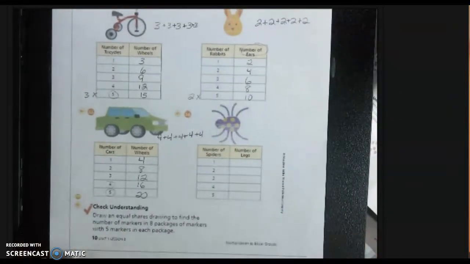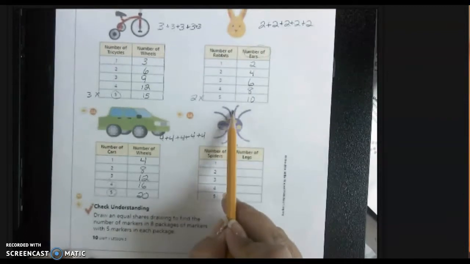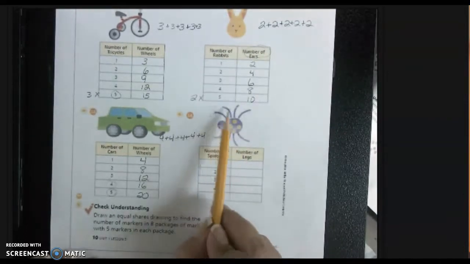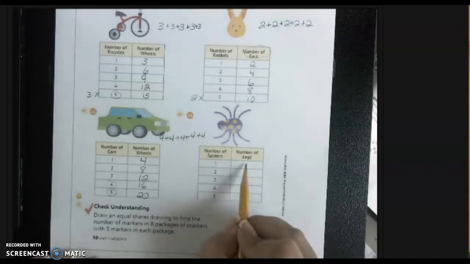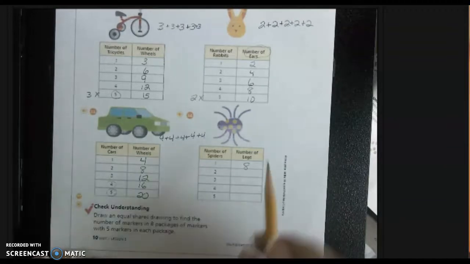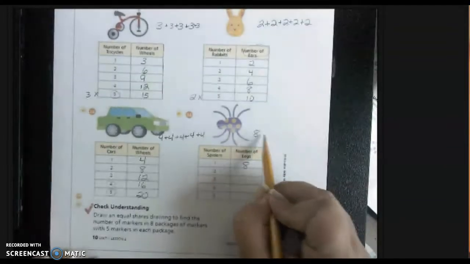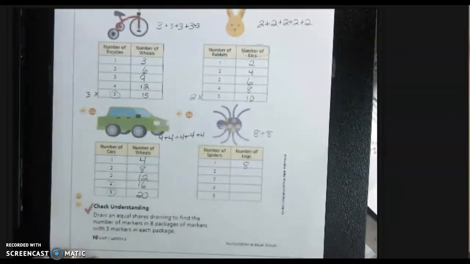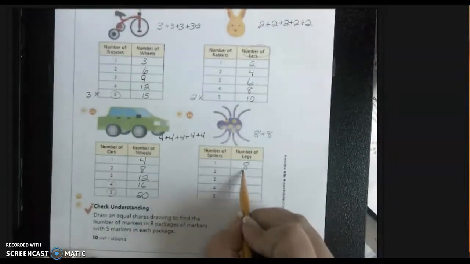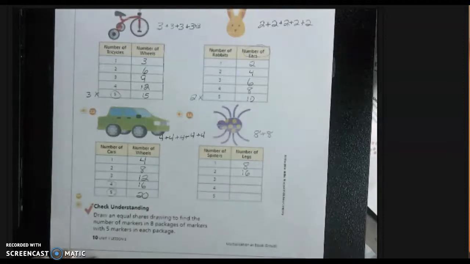Now we're talking spiders. How many legs does one spider have? Did you count them? If you didn't count them, go back and look. Looks like each spider has 8 legs. So if one spider has 8 legs, what do 2 spiders have? I need to add 8 and another 8, which will make 16.